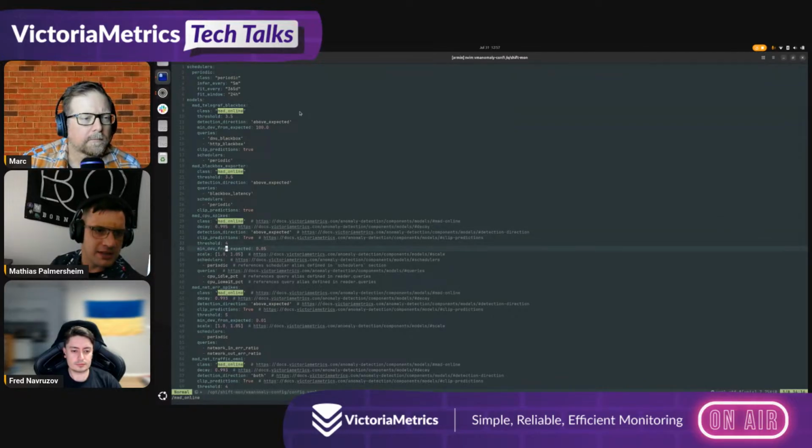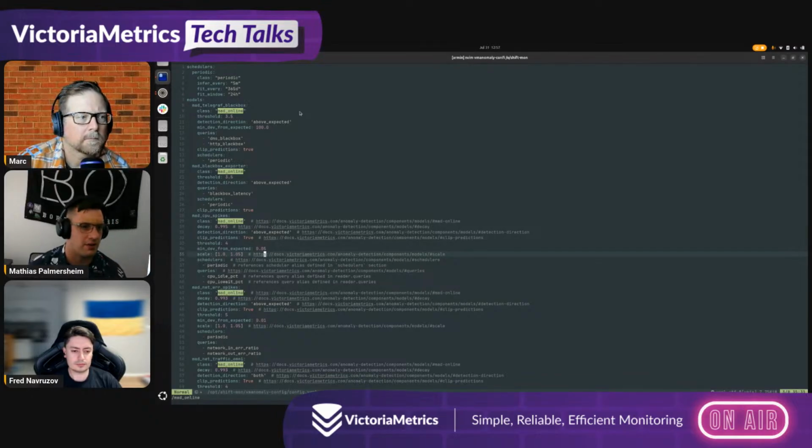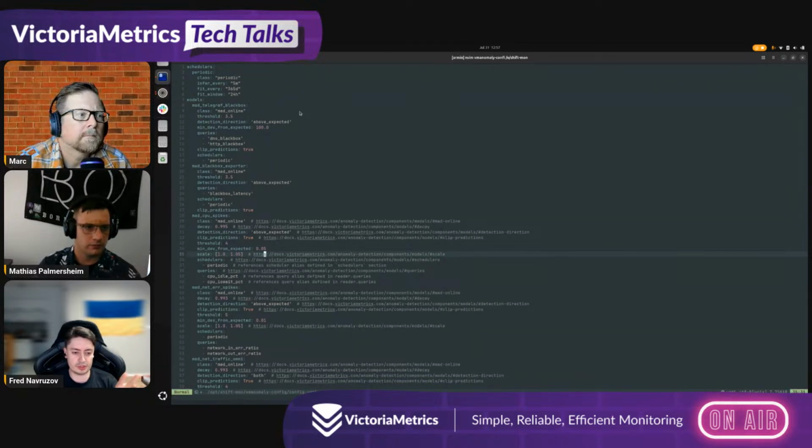And then min deviation from expected, which is how far away from the expected value something has to be before it can be considered an anomaly. If it's below this threshold, the anomaly score will get suppressed to 0, correct? Yes. And then do you want to go over scale really quick? And I think that's everything that's important in this config. Yeah, also, I wanted to highlight that it can be a many-to-many configuration within a single config file.